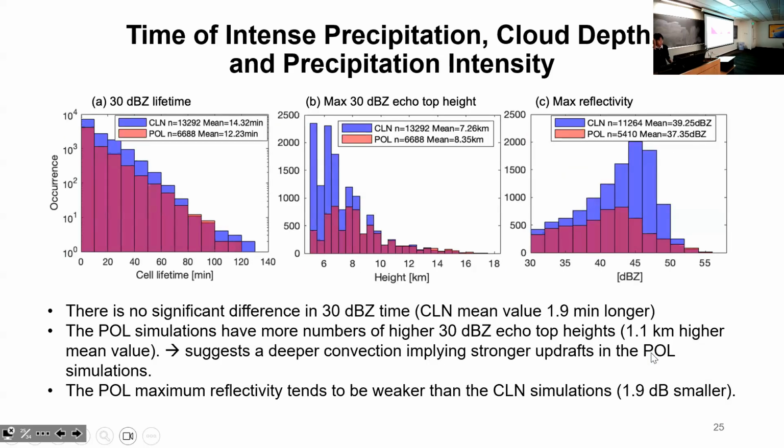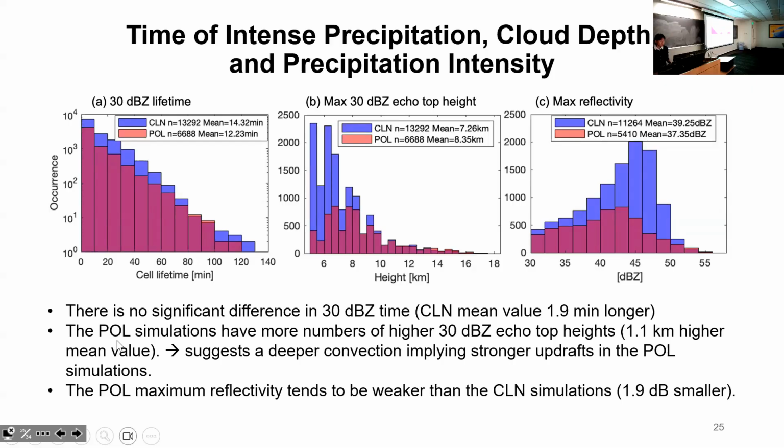And similarly, this is a frequency distribution of cloud depths, 30 dBZ time, 30 dBZ echo top height, and maximum reflectivity. Similar to the observation, there's no significant difference in 30 dBZ time. The clean case has a little bit longer time, but this is small, 2 minutes, which is less than the time step.